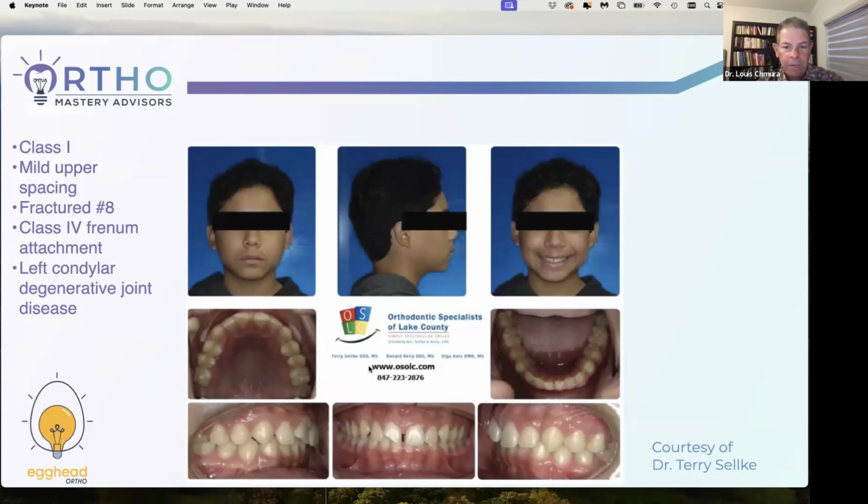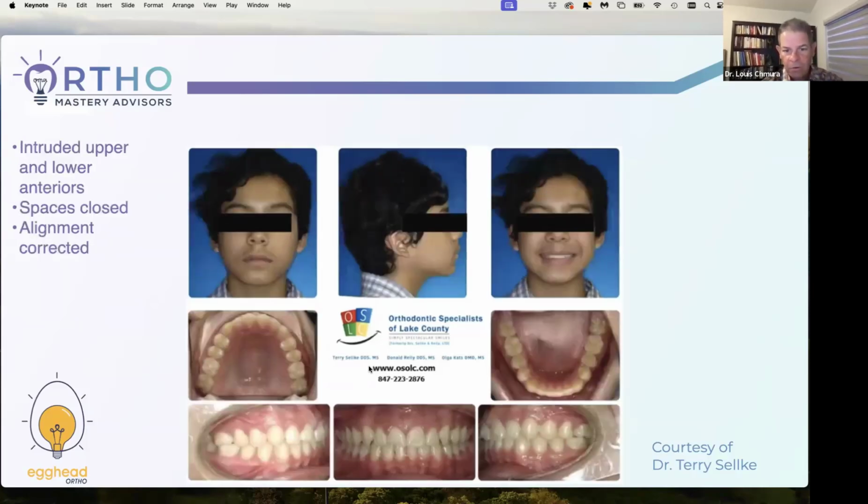Now, the one thing that really complicates this one is he's got condylar degenerative joint disease in the left condyle. So depending on your familiarity with degenerative joint disease, you may or may not choose to treat this, but otherwise, this is a pretty simple case to do. And you finish in a great spot and he's ready for restoration. That's all done really pretty quickly, okay?